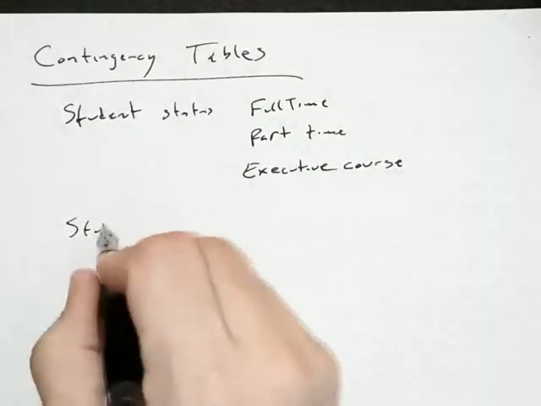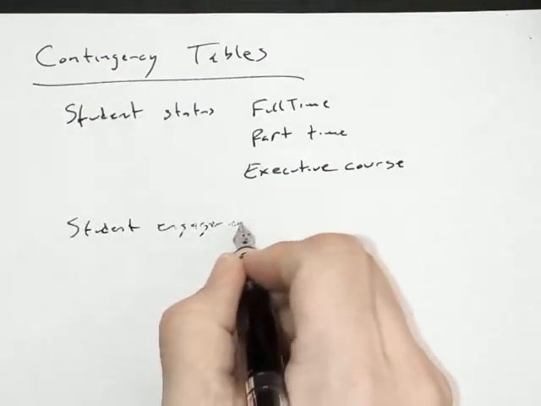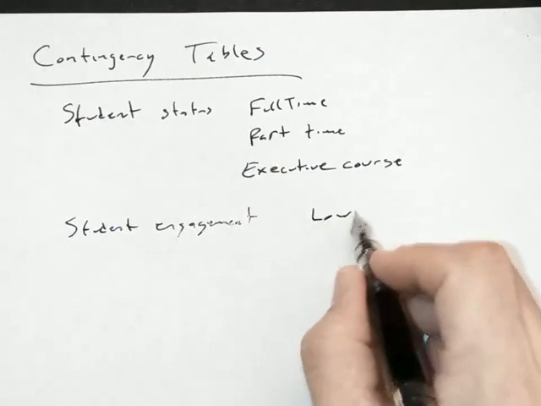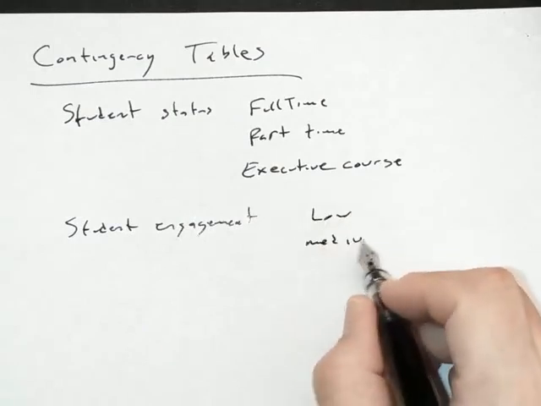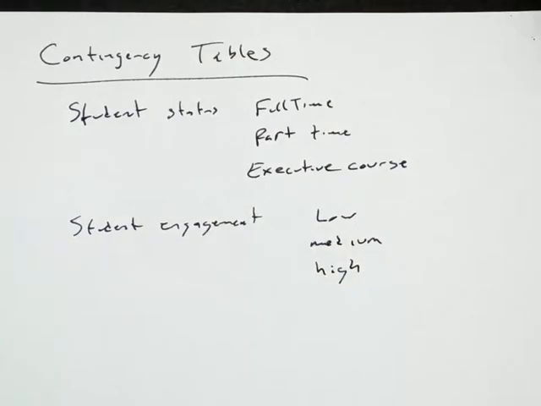Then we have student engagement. And that's either low or medium or high. And we can measure that by the frequency of forum posts or the grades they're getting or the number of times they email a professor in a given week or anything like that. We can sample all this sort of information.